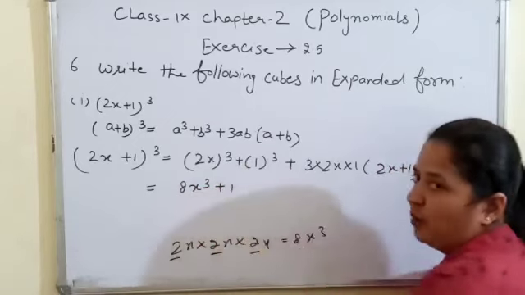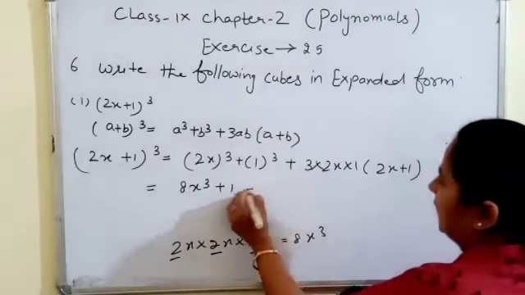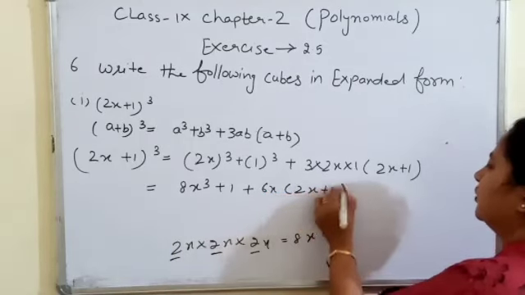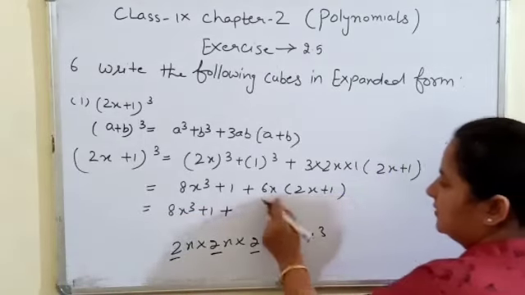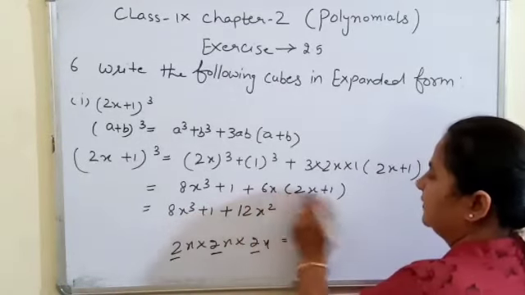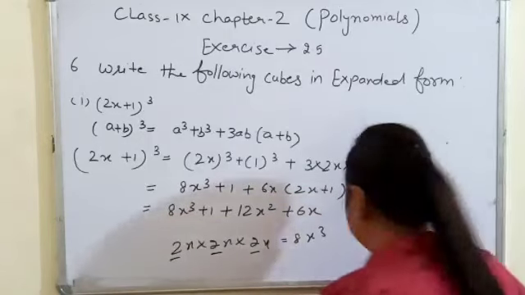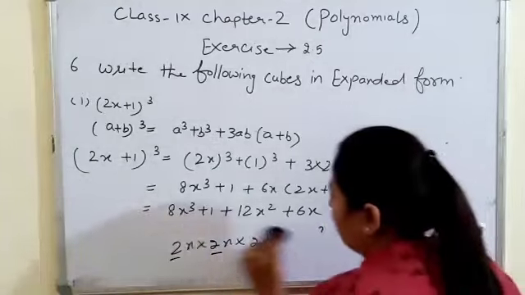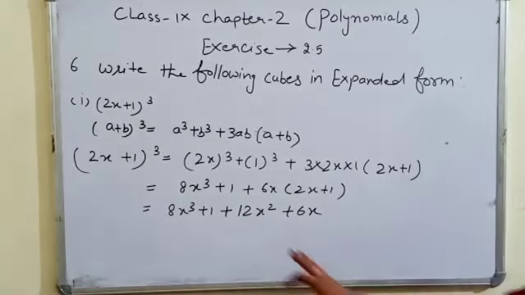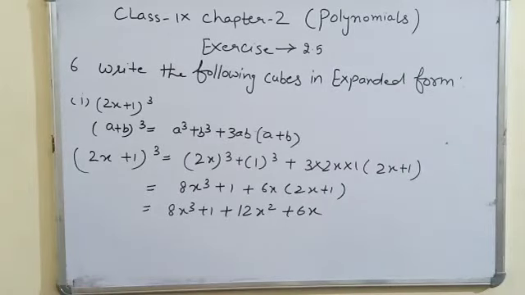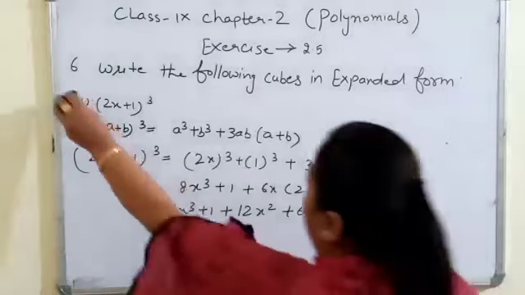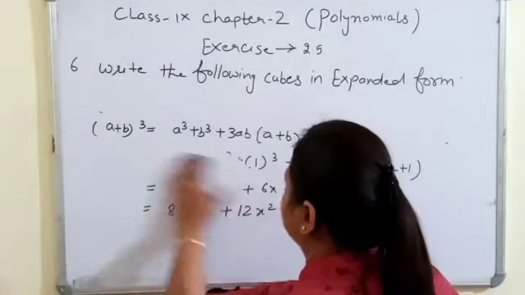X cube, cube of 1 is 1, 3 multiply 2, 6x, 2x plus 1. 6x by 2, what is the result for this? 12x square and 6x into 1, that is 6x. Now this was the result for the part 1, in which we have applied the identity a plus b whole cube, a cube plus b cube plus 3ab into a plus b. Now let's solve the question 3 first, because for question 1 and question 3 they both are having the identity for a plus b. So after the question first, let's solve the third one.